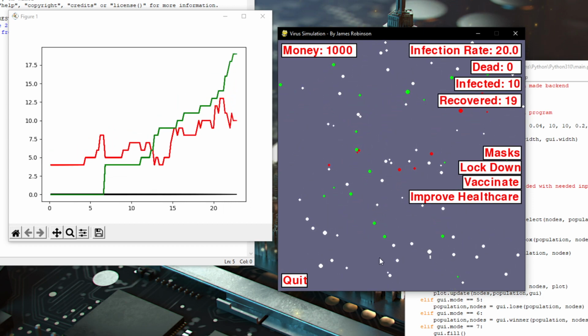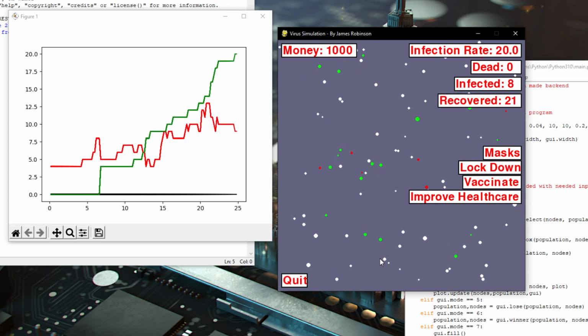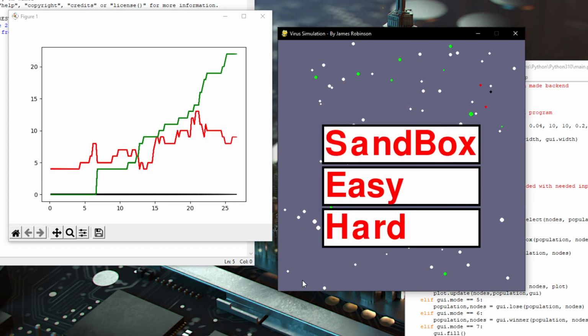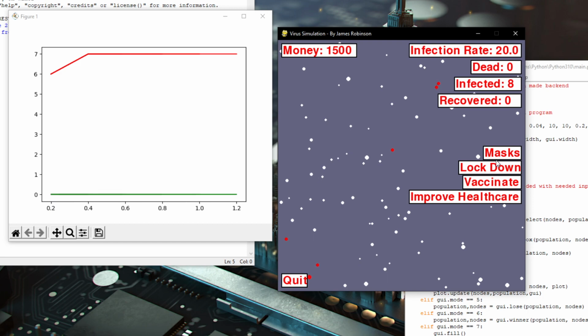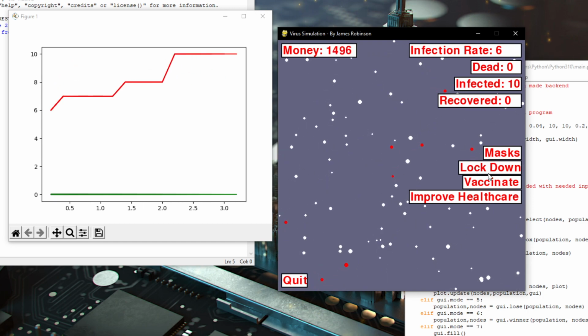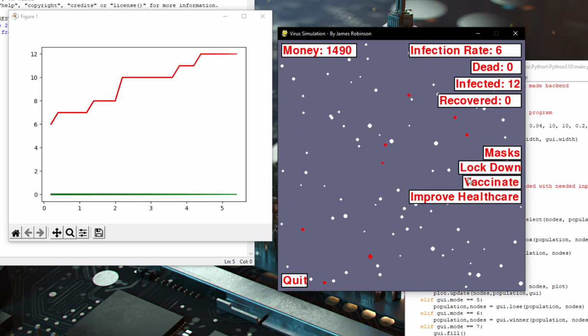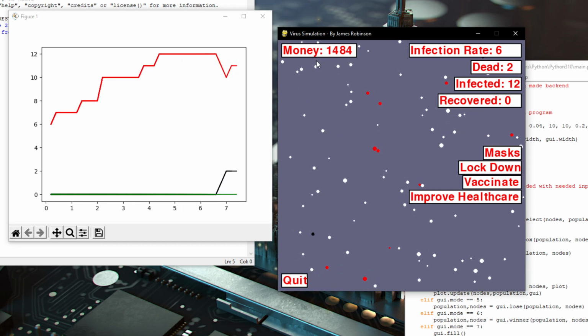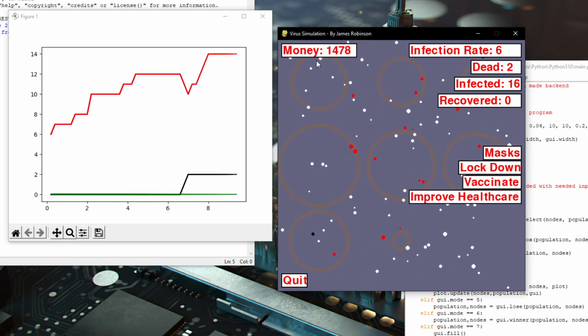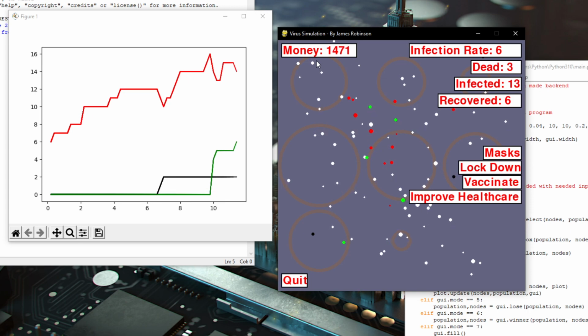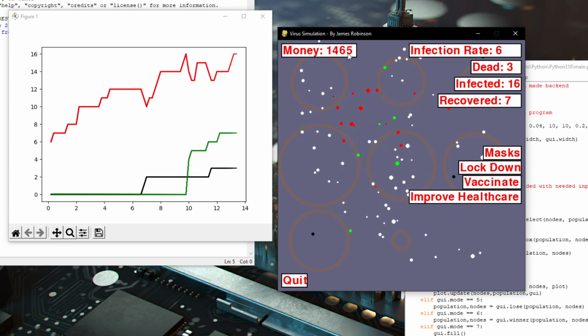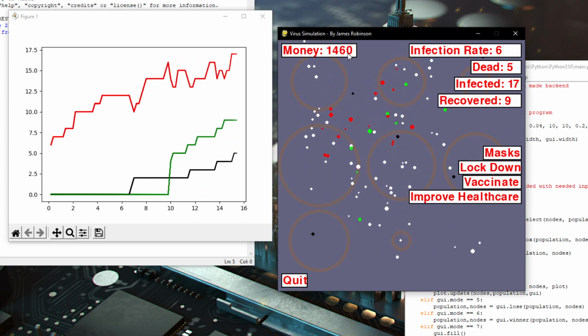And you can see me testing how each individual factor improves the infection. If I quit it and start it again, you can see masks. Masks and lockdown are both something that costs money over time. So the whole point of masks is the government has to pay for people's masks, so it costs them money over time. It costs them about $2 a second, I think it is.